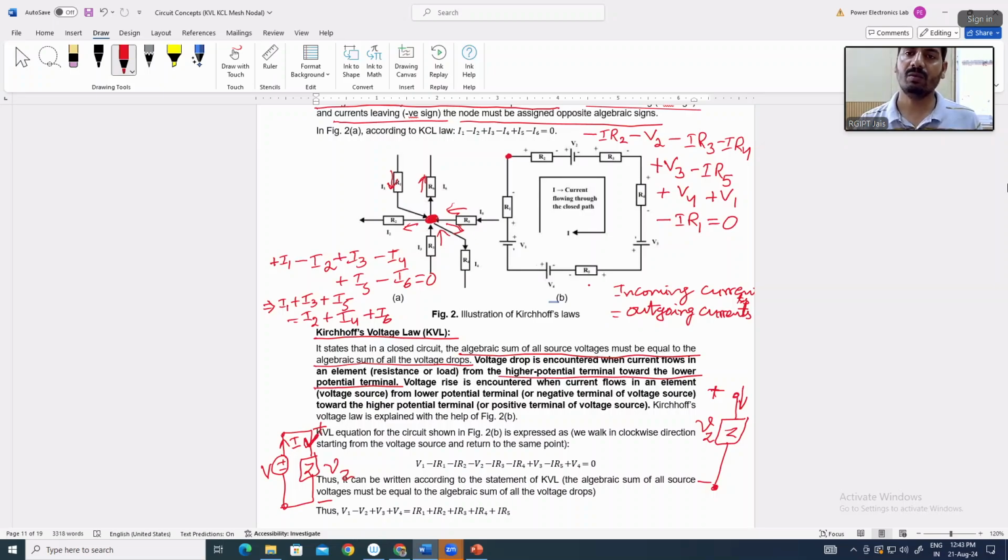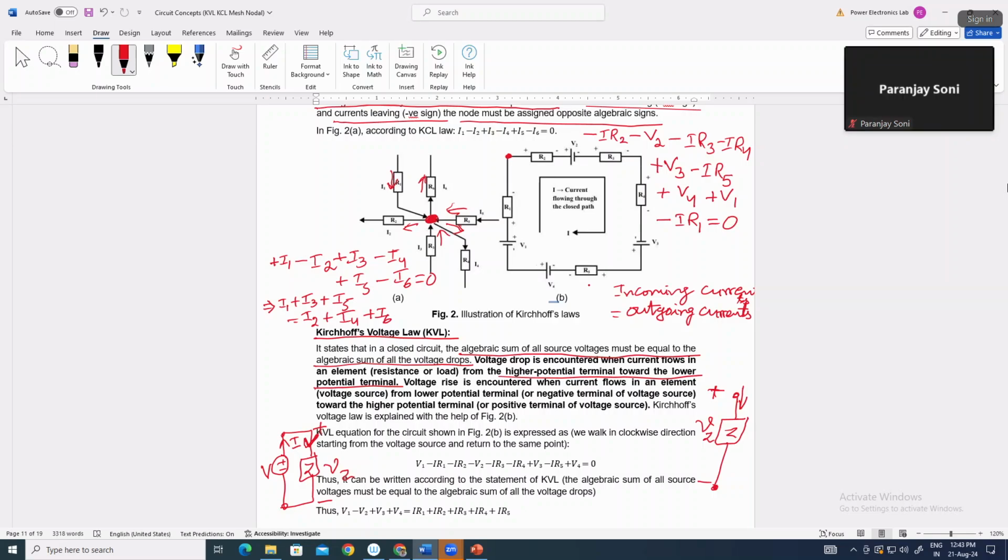This means the algebraic sum of all voltages in a loop will be 0. In those voltages, some will be voltages across elements and some will be actual voltages due to voltage sources. So is it clear to all of you how we are applying KVL in a loop? Is there any doubt?